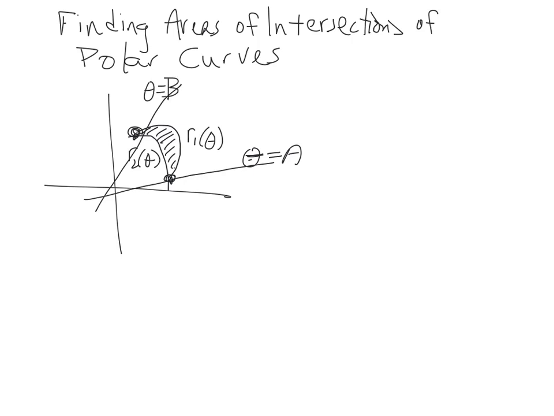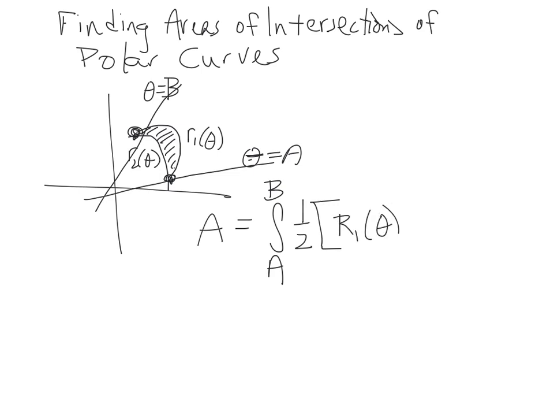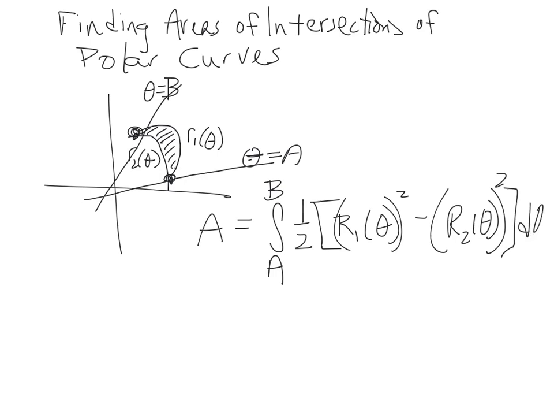So the way you're going to find that area is to take the integral from A to B, so the theta where they first meet to the theta where they second meet, of 1/2 times, normally it's r squared, but this is going to be your outer r sub 1 of theta squared minus r sub 2 of theta squared d theta.